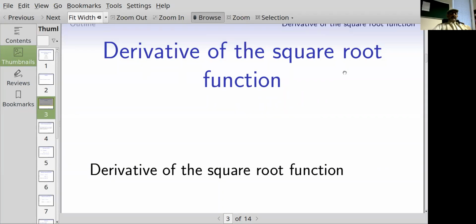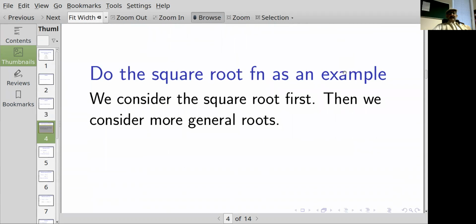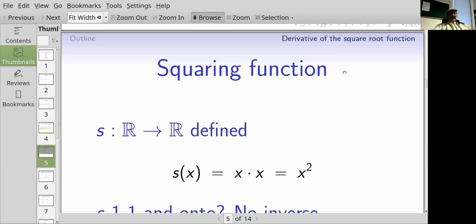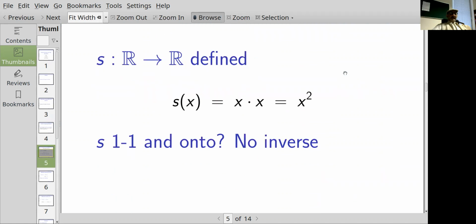So now that we know how to take the derivative of an inverse function, let's find the derivative of the square root function. Okay, so we're going to do the square root function as an example. And once you see the idea, then we will consider more general roots. Okay, so let's consider first this squaring function.